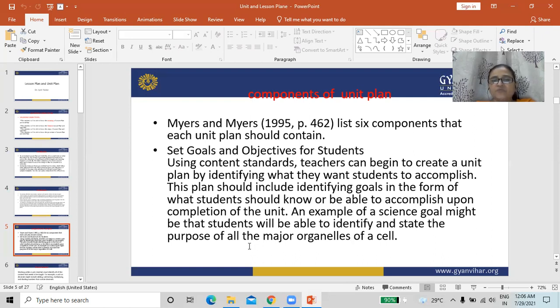An example of science goals might be the student will be able to identify and state the process of all the major organelles of a cell.